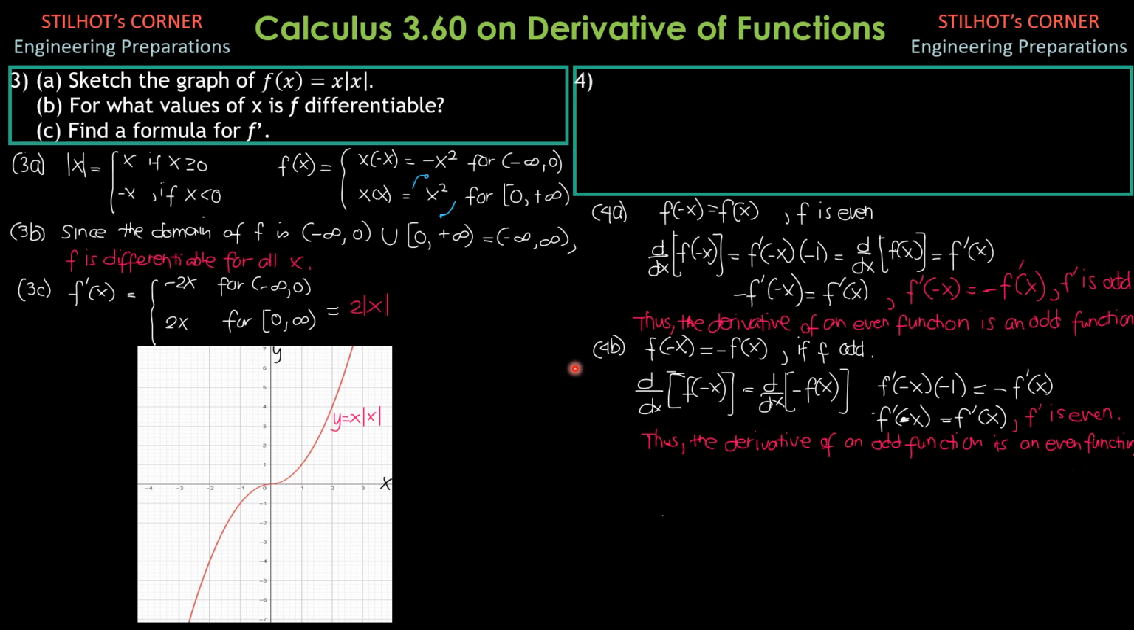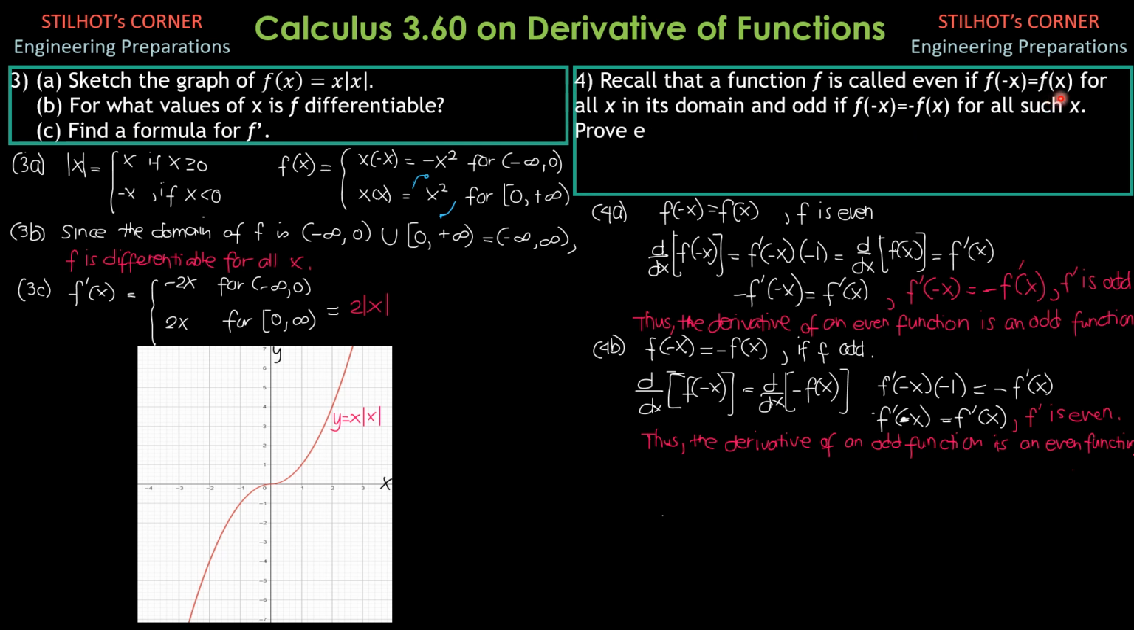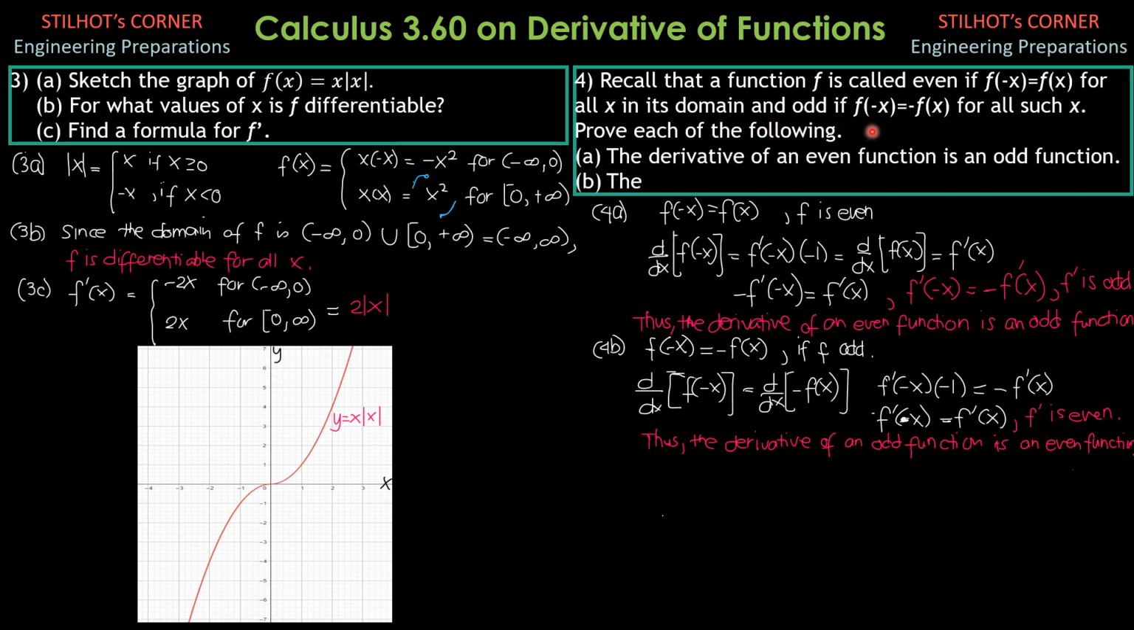Or in short, this is the graph of y equals x times absolute value of x. Then recall that a function f is called even if f of negative x is equal to f of x for all x in its domain, and odd if f of negative x is negative f of x for all such x. Prove each of the following: the derivative of an even function is an odd function, and the derivative of an odd function is an even function. So for 4a, if f of negative x is simply f of x, that means f is even.